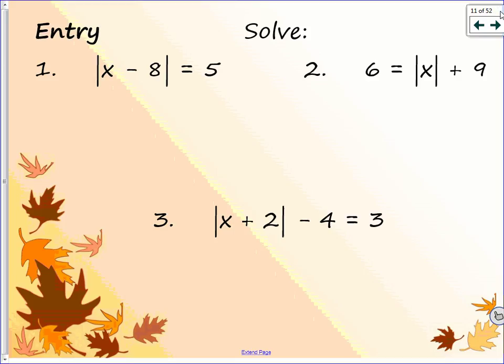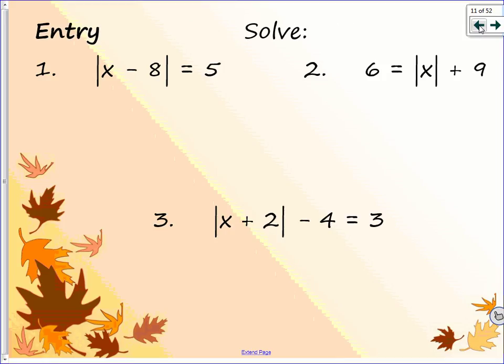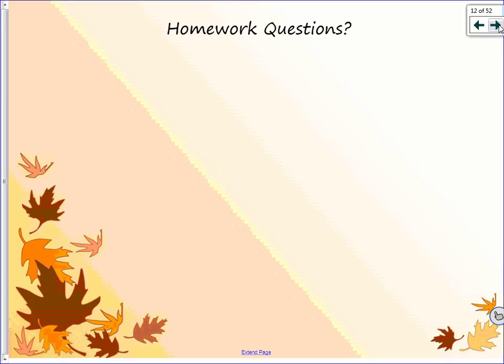So again, first we'll do the entry problem, pause the recording, and then after the entry problem, we'll go over homework questions. After the homework questions, you can hand in your assignment in the yellow folder, and then we'll go to notes. So please pause the recording at this point. Now, if there are any homework questions, this is the time to get those answered. Please pause the recording if there are any homework questions.